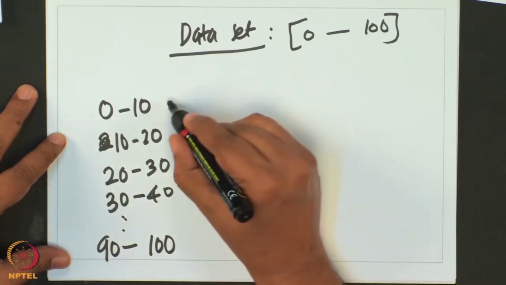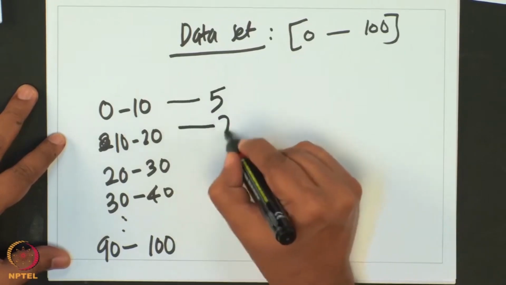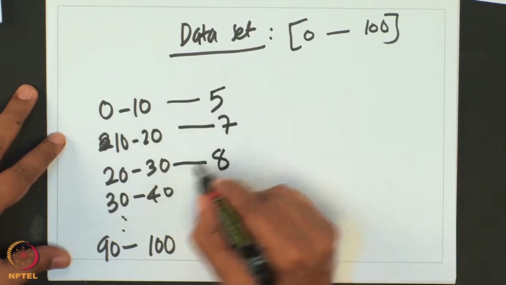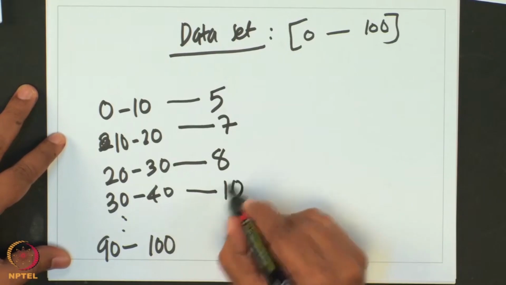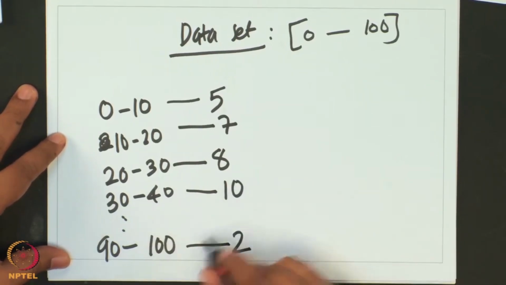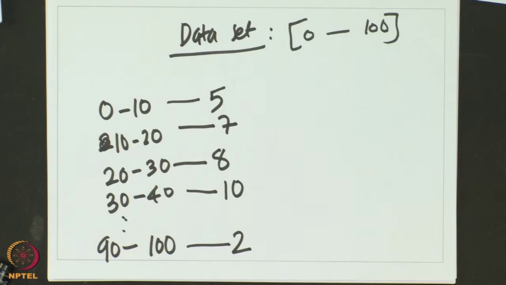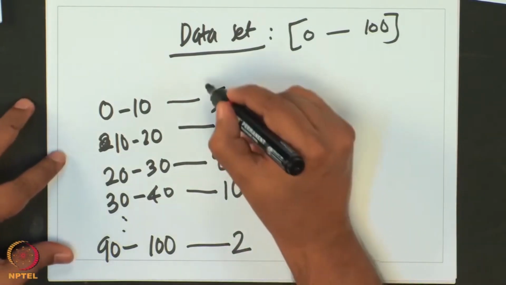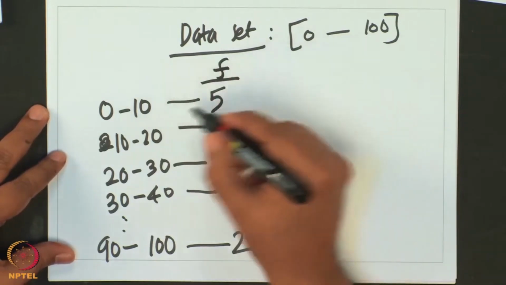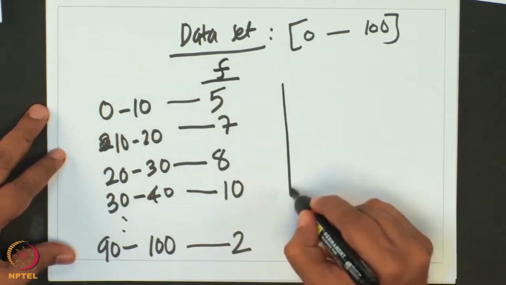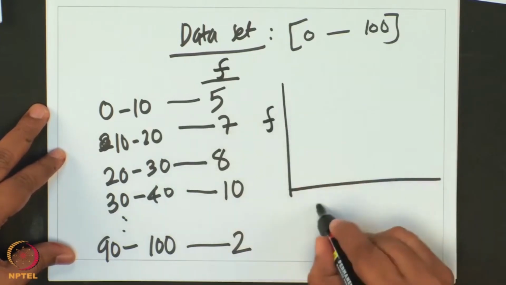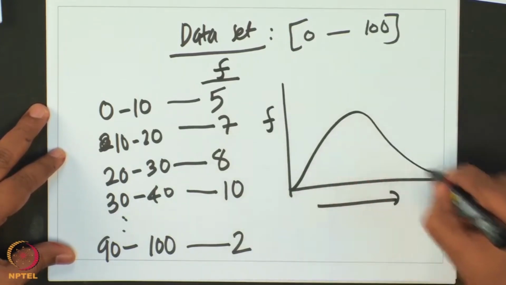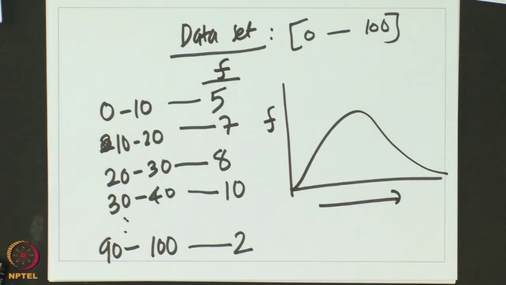So let us say there are 5 numbers here, 7 numbers here, 8 numbers between 20 and 30, 10 numbers between 30 and 40, and 2 numbers between 90 and 100. This will tell us a distribution of the marks. So this I would call F, and this is the mark range. I can plot F versus this range of marks, and I would get some curve. This is called a distribution, about which we will discuss in detail later.